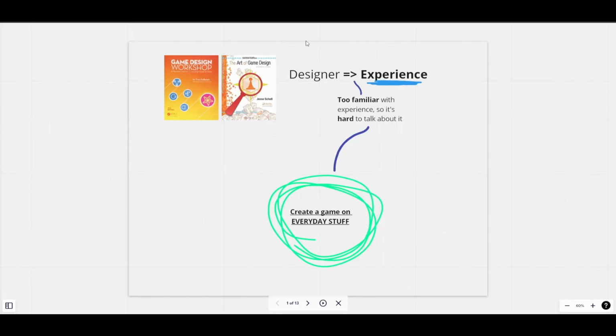So, as game designers, our focus is the experience of the game. But what is experience? Experience is a really vague word, and we are also really familiar with the concept of experience. So familiar that it is even hard to talk about it. So we need to rethink and try to readjust our sense to understand which experiences are around ourselves.